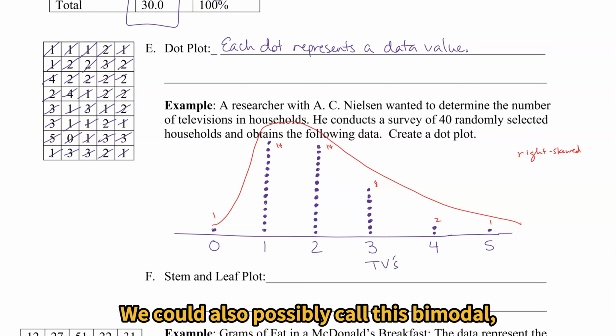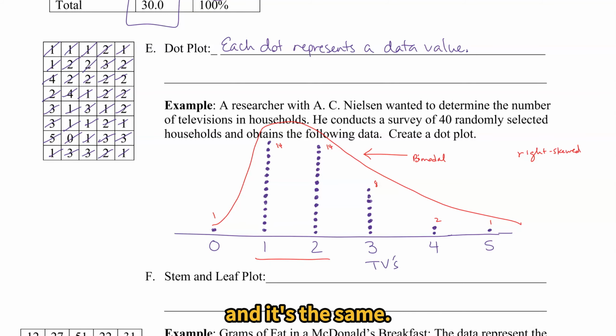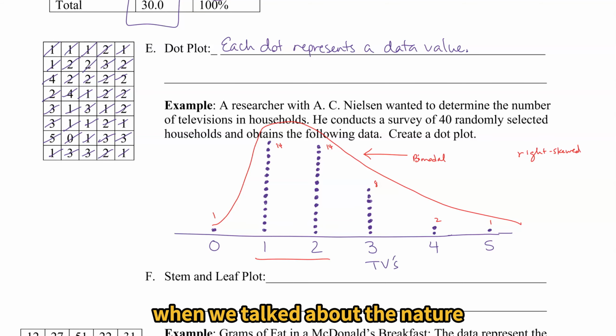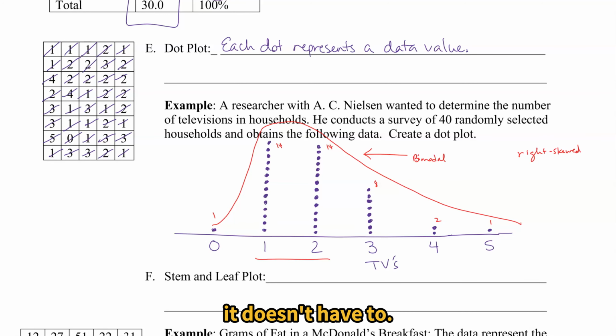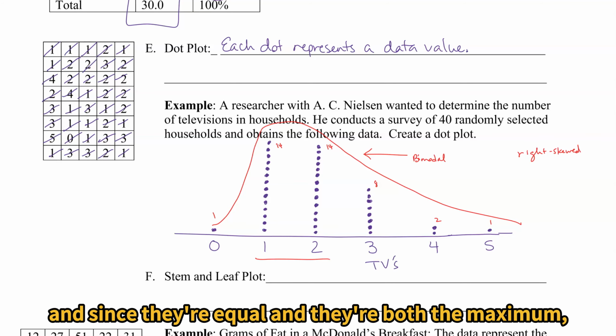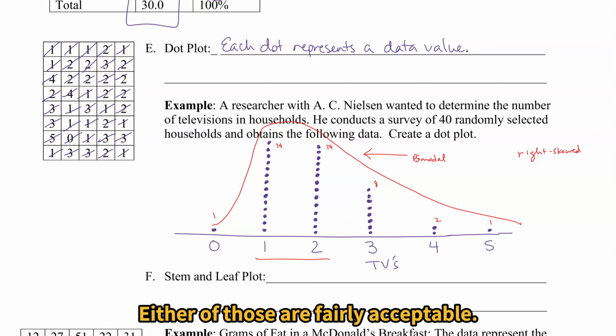We could also possibly call this bimodal because we have two categories that both reach a maximum and it's the same. So even though the bimodal in the example before, when we talked about the nature and the shape of the graphs, looked like it dipped down in the middle, it doesn't have to. We can have two values that are exactly the same next to each other, and since they're equal and they're both the maximum, this could also be considered bimodal. Either of those is fairly acceptable.